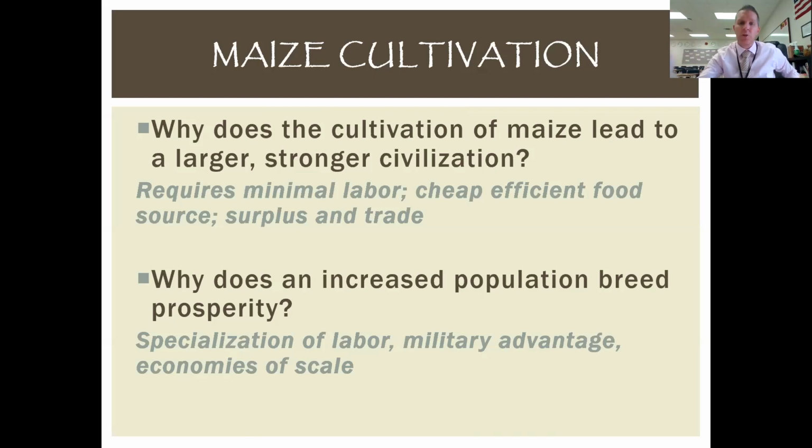Okay. Also, an increased population gives you a tremendous military advantage, right? Because if you have a large population, you don't have to worry so much about the conquering of other groups coming in. You have that strength, and so you have that advantage. And when you are the strongest, that means that you might just happen to be able to collect the spoils of war and everything else that comes along with that advantage.